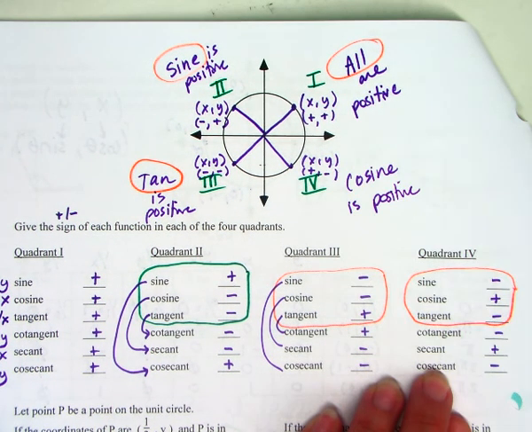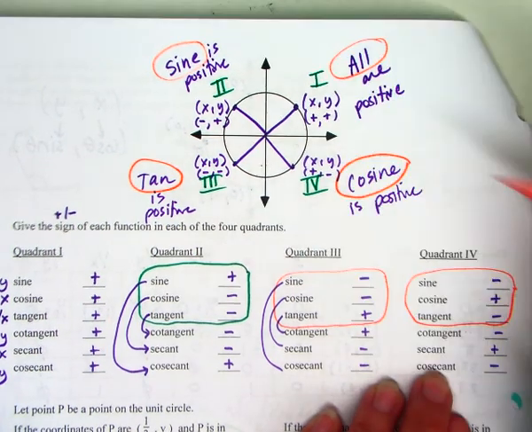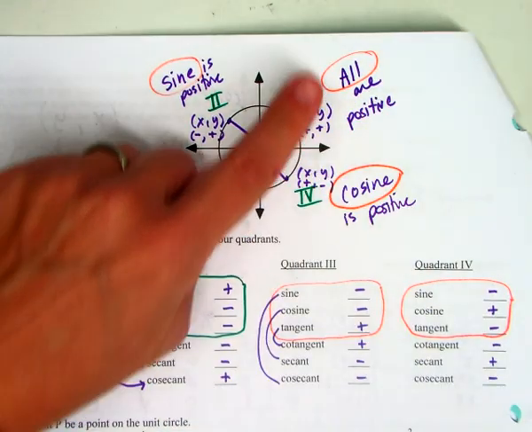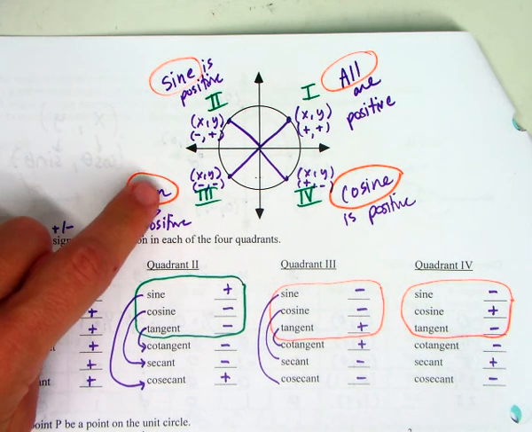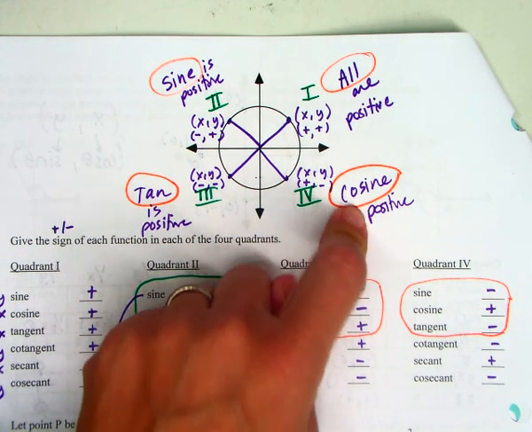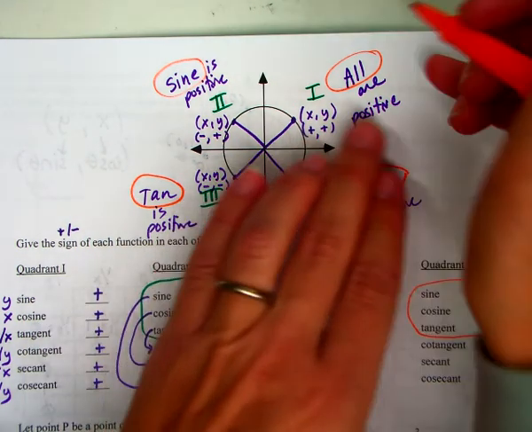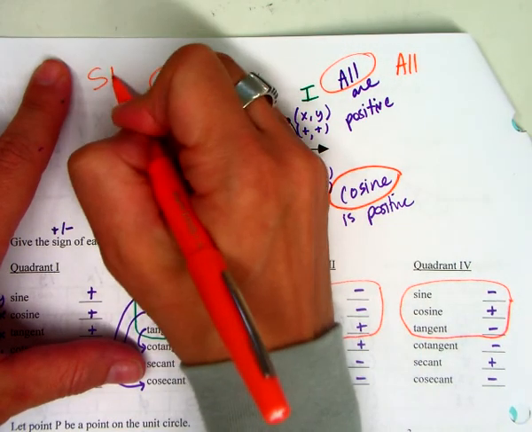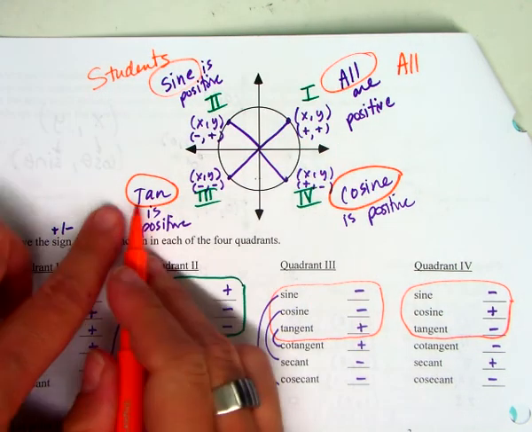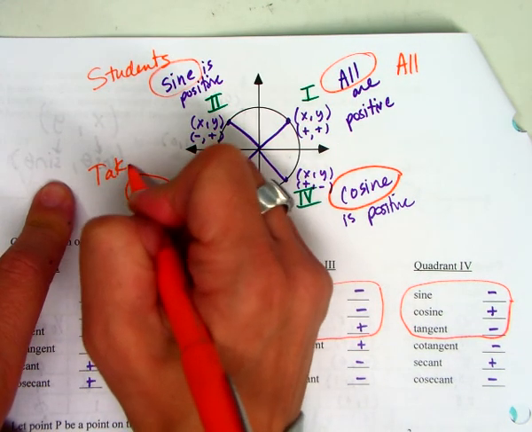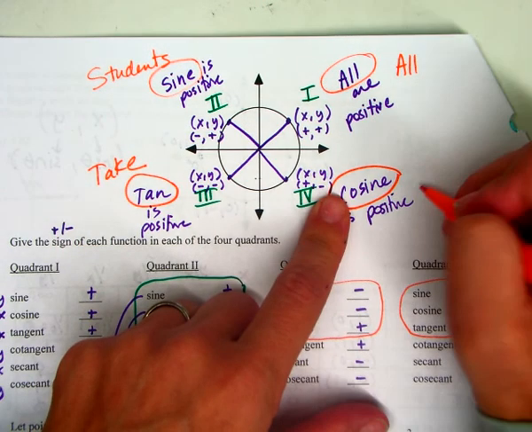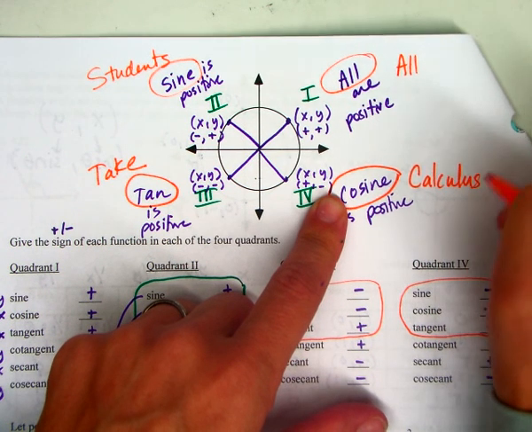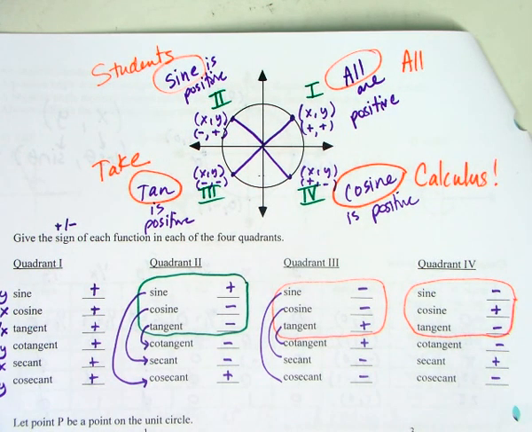All right, so there's a way to help you remember this. If we start up here, it's all. Then it's just sine, then it's tangent, then it's cosine. So the little mnemonic device that we use to remember this is: A stands for all, S for sine stands for students, T for tangent stands for take, and C for cosine stands for calculus. So all students take calculus. You all will be signing up for calculus next year. No questions asked, right? So all students take calculus.